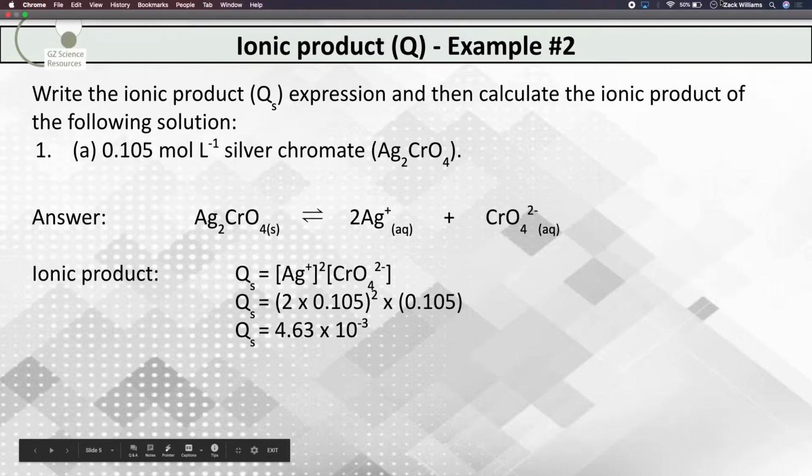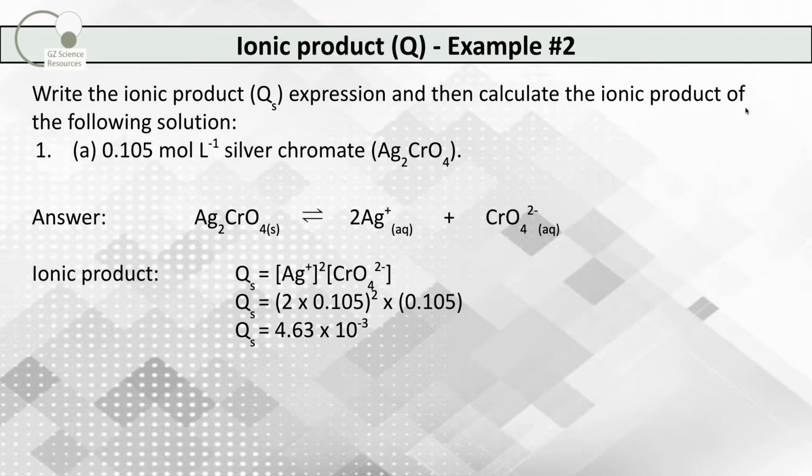So why are we multiplying it by 2 again? Because look at this chemical equation here. Ratio: 2 silver ions are formed for every 1 unit of silver chromate. So it's the same for solubility? Yeah, it is calculated exactly the same. That's what solubility means. It's a concentration of the compound that dissolves. That's why we're multiplying it by 2.